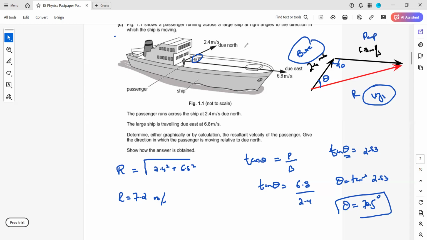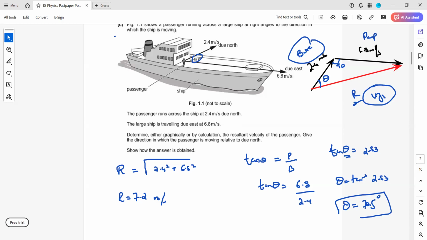Yes, you can also use the sine and the cosine because you already have the resultant. So sine can also be used, cosine could also be used. Any of them you can use. Without drawing a triangle, yes, you can.